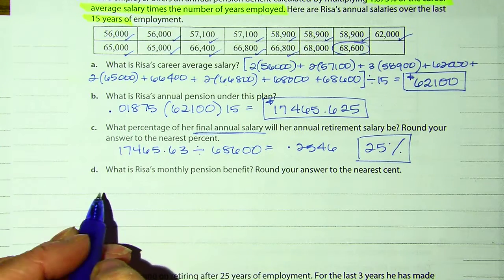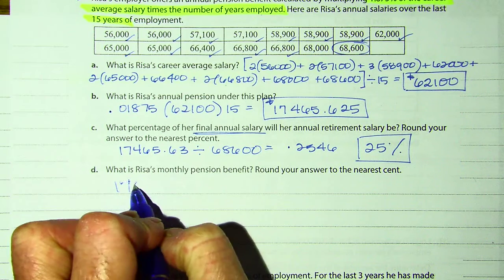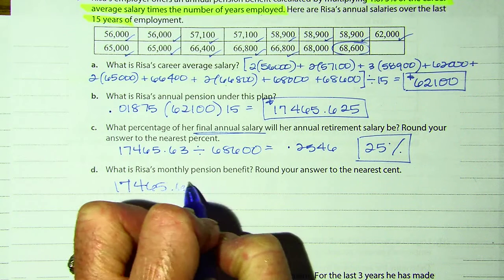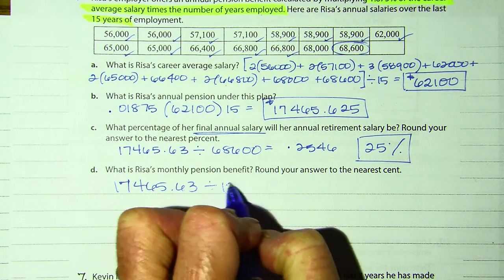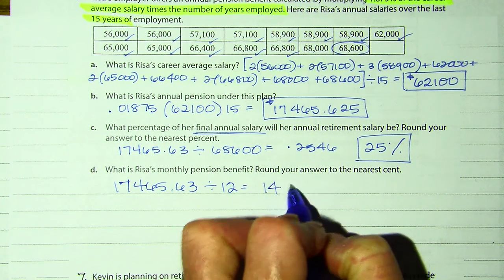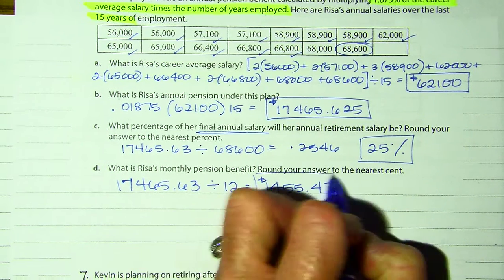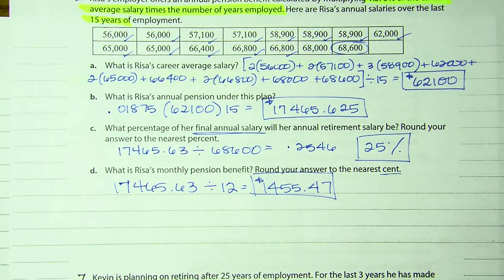What is her monthly benefit to the nearest cent? So her yearly is $17,465.63. I'm dividing that by 12. And I get that her monthly amount is $1,455.47. I rounded it to the nearest cent and just saying cents. So that should help you know whether you've rounded it.